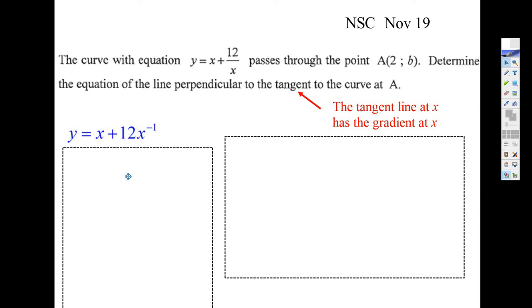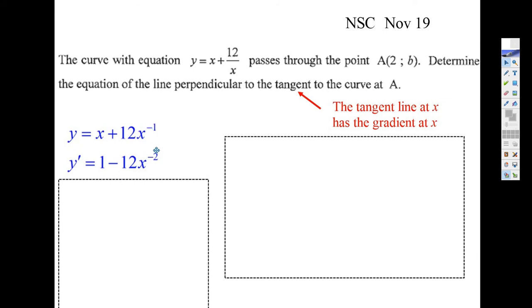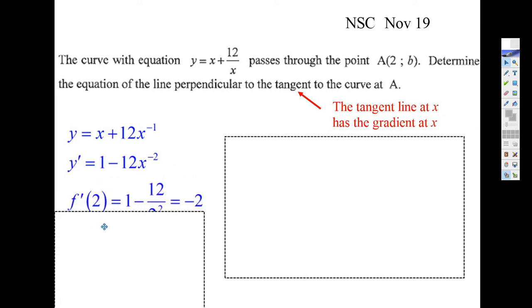We go minus 1 times 12 is minus 12, and we subtract 1 from minus 1. The derivative of x is 1: 1 times 1, and bring the power down by 1, is x to the 0, which just falls away. It's 1. Well, there's y prime, there's the derivative. But we can find the gradient right there if we put 2 in. If we put 2 into this derivative function, we're going to get the gradient of the tangent line.